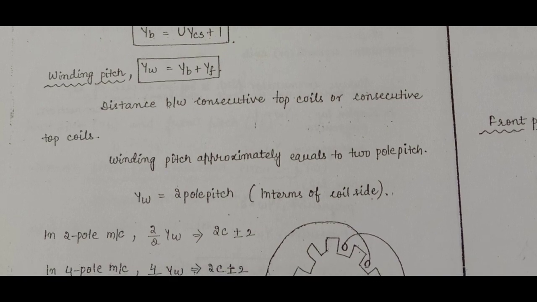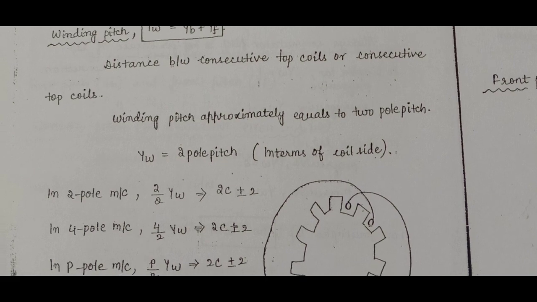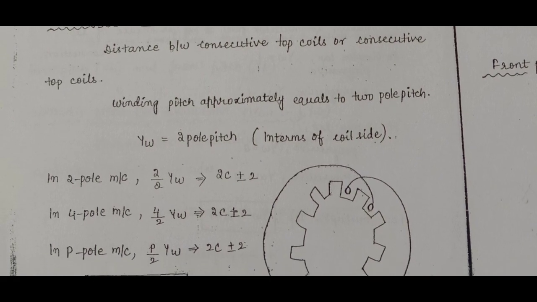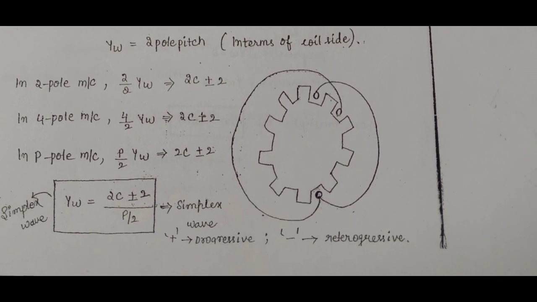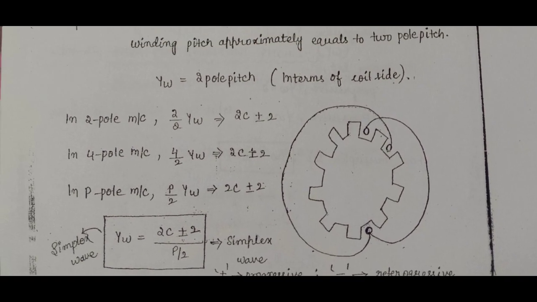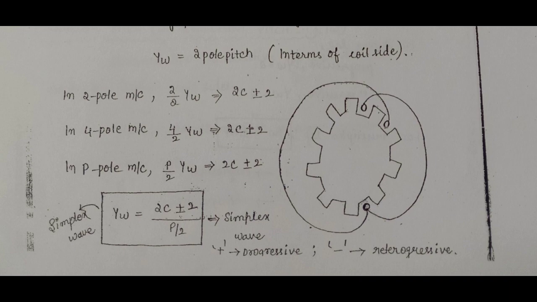Winding pitch equals back pitch plus front pitch, the distance between consecutive top coil sides. Winding pitch is approximately equal to two pole pitch. In terms of coil sides, in a 2 pole machine, winding pitch equals 2C plus or minus 2.